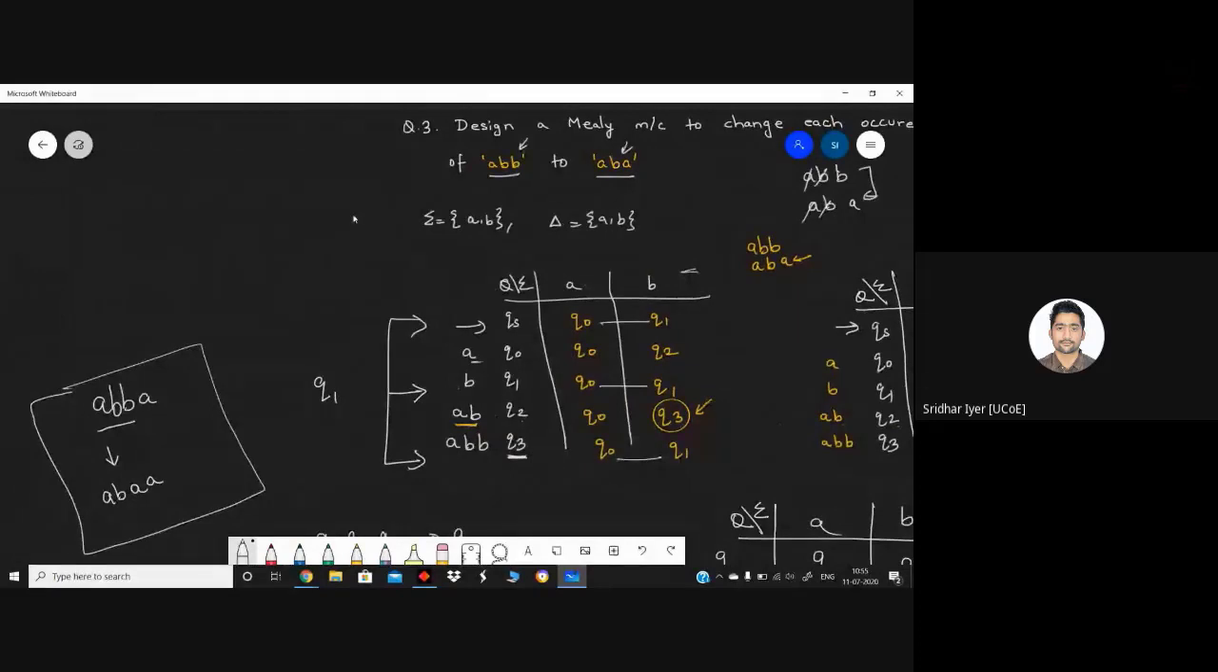Similarly, for the next question, which Ayush has asked again, ABBB should get converted to ABAB, right? That should also happen. If it happens, then your entire simulation is correct. Entire logic is correct. So take these two examples only and solve it, and let me know.